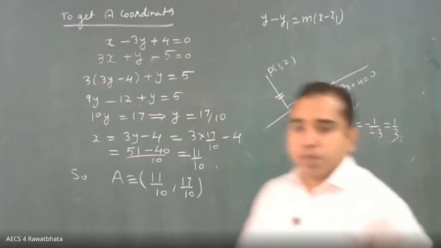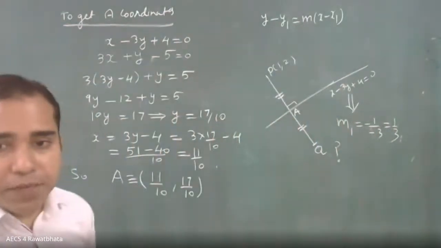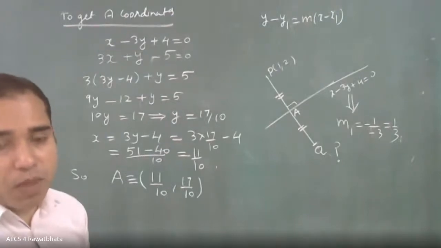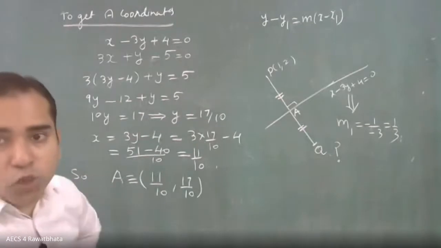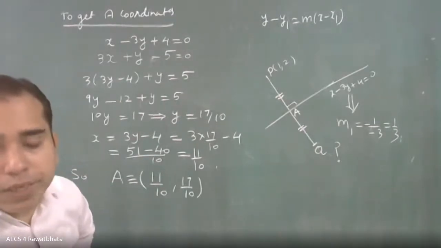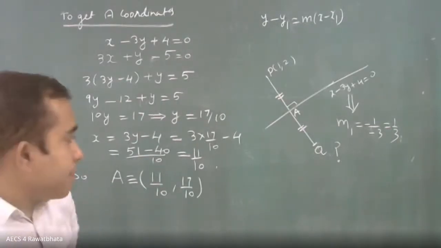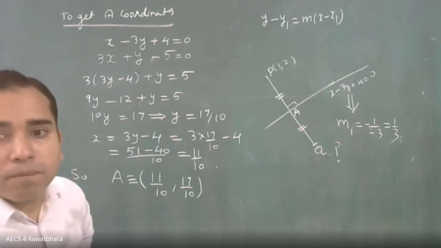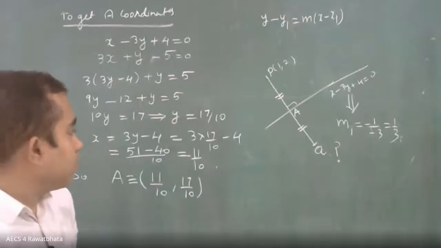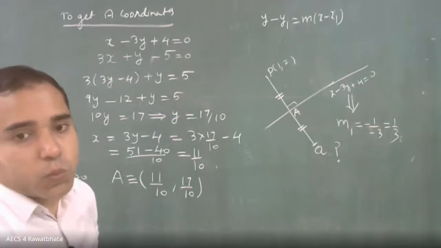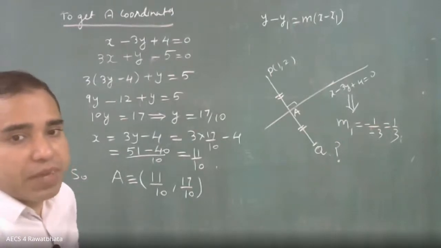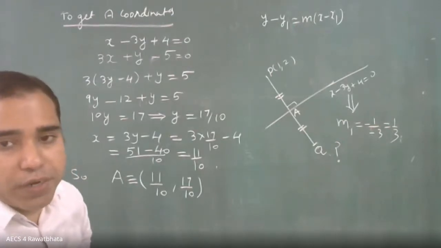Bolo. Bhumika, Meena, are you there? Can you tell me what I should do to get Q coordinates? Bhumika, Subhashini and Yasmin, any one of these three? Sir, PQ will be double of PA. Yes, correct. Then I have P, I have A. I want Q coordinates. What should I do?